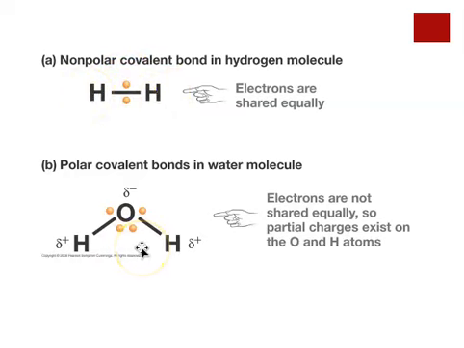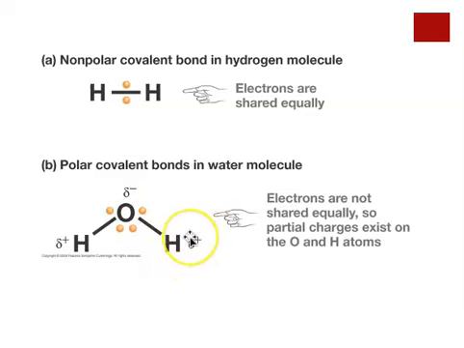Compare that to a water molecule. Oxygen has a much higher electronegativity than hydrogen does. So in both of these covalent bonds, we can see a pair of electrons, but that pair of electrons isn't halfway between the oxygen and the hydrogen. It's much, much closer to the oxygen. The oxygen is pulling those electrons closer to it and farther away from the hydrogen.